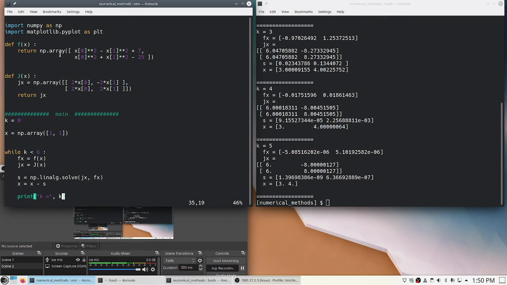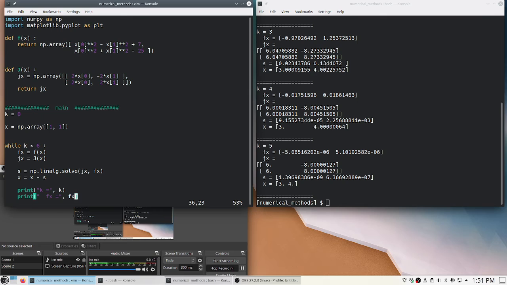Here's where I wrote a function that will allow me to pass in the current guess of x, and it returns an array that uses those values. Here's a function that will allow me to pass in the current value of x and give me the Jacobian matrix for those values, and it returns it. Here's where the program will get started. So my initial value of k, this is my iteration counter, is 0. I'm going to run this a total of 6 times. And here's our initial guess right here, 1, 1.